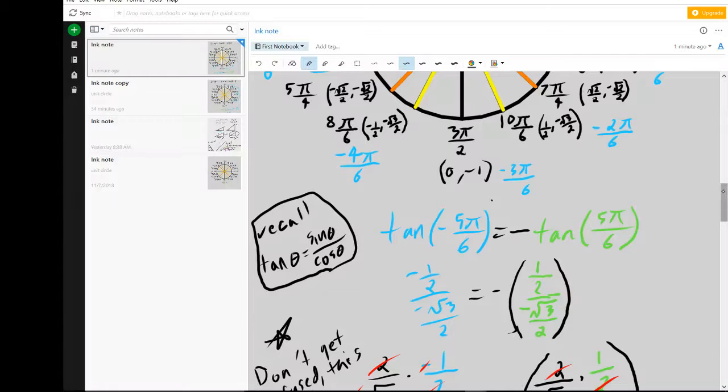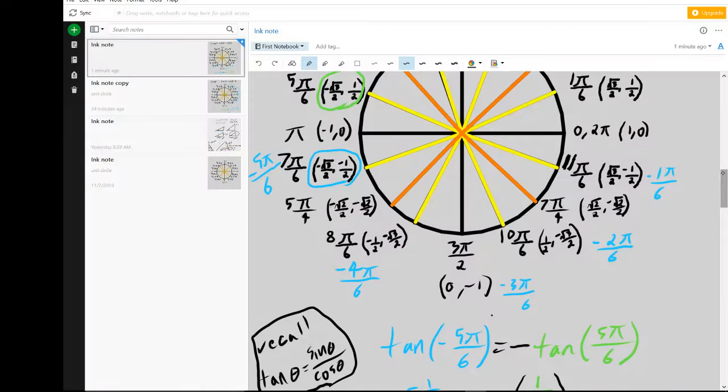For our tangent of negative 5 pi over 6, then we're going to go around the other direction. And we're going to get to right here. That's going to be, again, TOA, opposite over adjacent, or in terms of unit circle, sine over cosine. So it's negative 1/2 over negative root 3 over 2.